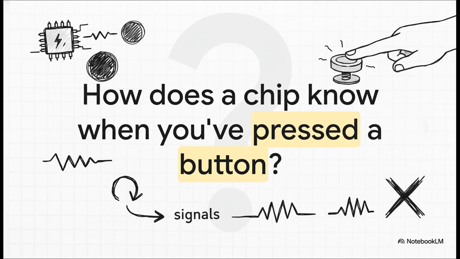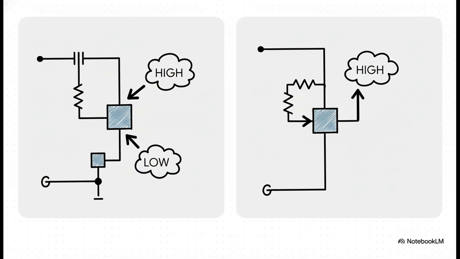How does a tiny little chip, which really only understands high and low voltages, know for sure that you've pressed a physical button? It's not quite as simple as just getting a signal. We have to be really precise about how we set this up. It turns out there are 2 standard ways to wire a button, and it's all about setting a default state. With a pull-up resistor, the input pin is normally held at a high voltage. It's just sitting there waiting.